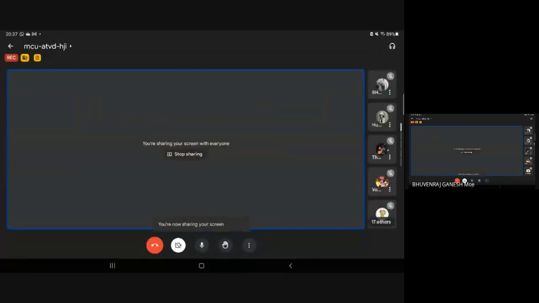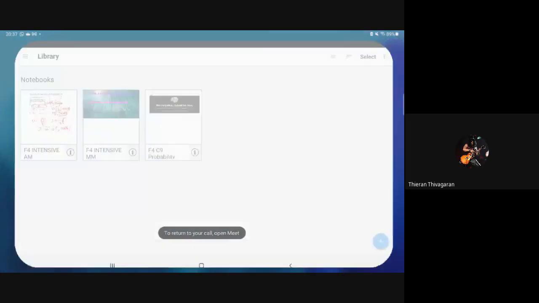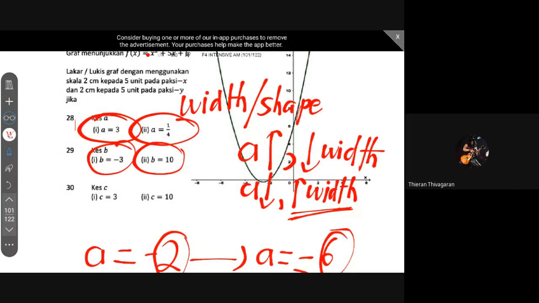Kita tengok perubahan nilai B pula sekarang. The changes in the value of B to the graph. Okay, now let's say B sama dengan negatif 3. Lepas tu tiba-tiba B tu bertambah kepada sama dengan 10. Can you guys predict what will happen over here? Apa akan jadi kat sini? What is the effect of B? What do you think guys?